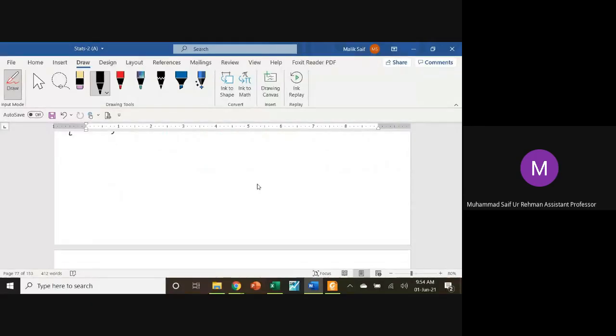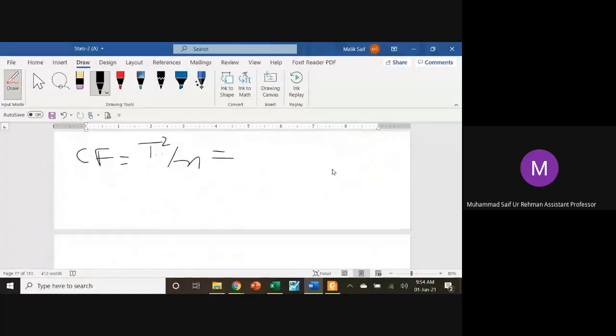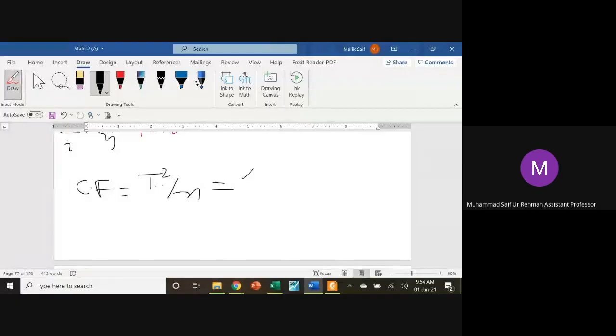Okay, so now everything is there and you have to simply use the values. So I'm going to quickly calculate things. First of all, the correction factor will be there, and the formula for this is T dot dot square divided by N. T dot dot square is this value. I have written over here T dot dot 433. So write down over here 433 square divided by N.